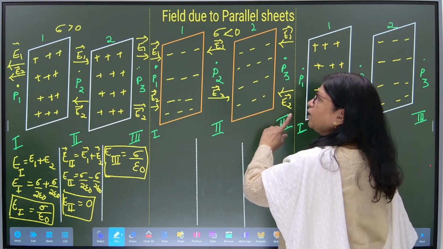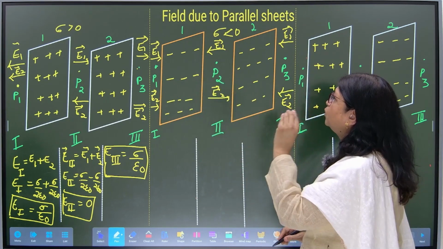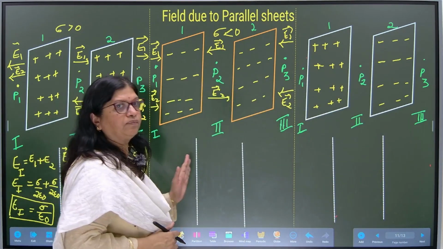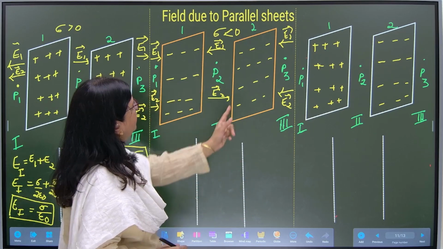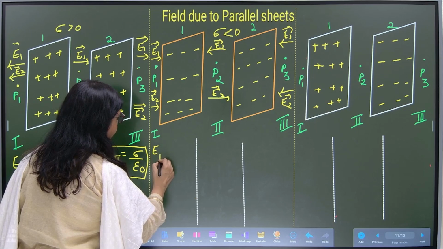Because they are negative, we are going inwards; that side is positive, so we went outwards. For the electric field, that rule is known to you. Now similarly, just like section 1, we will calculate the electric field for all the three, understanding their directions from here. Fine. So what is E1?